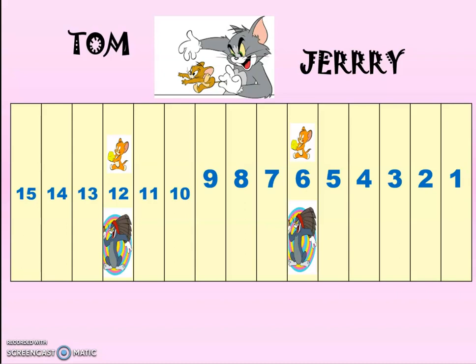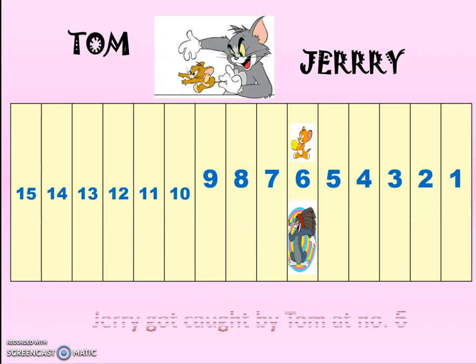But what do you think? Will Tom wait till number 12 to catch Jerry? I don't think so. Tom is a very mischievous cat. Tom is a cunning cat. Tom will definitely catch Jerry at the first opportunity when he gets it. And that is number 6. So Jerry got caught by Tom at number 6.